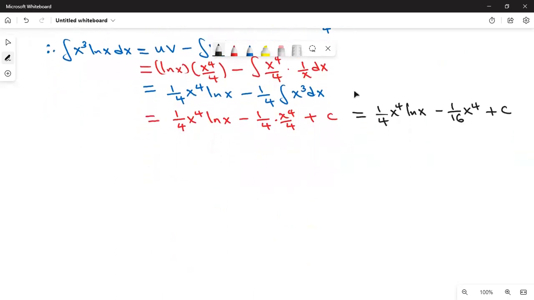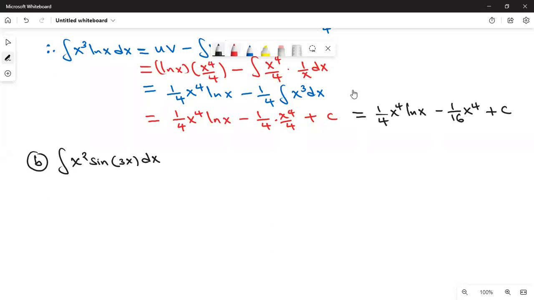I want to give you another one. Talk of part B. In part B, we're integrating x squared sine 3x dx. So what do we do here?